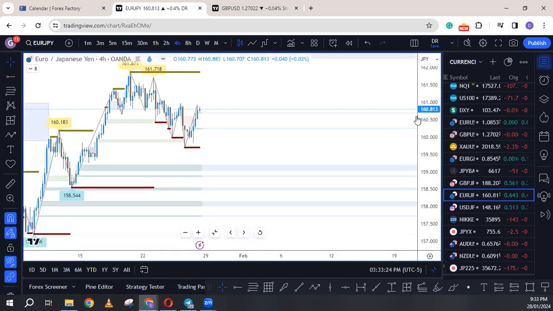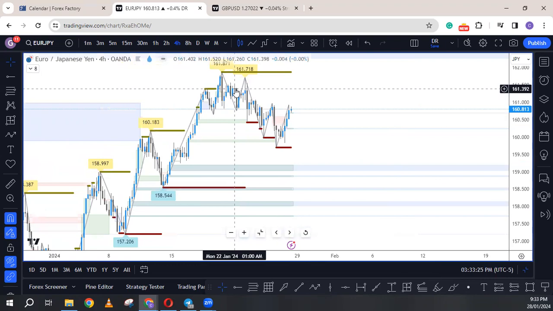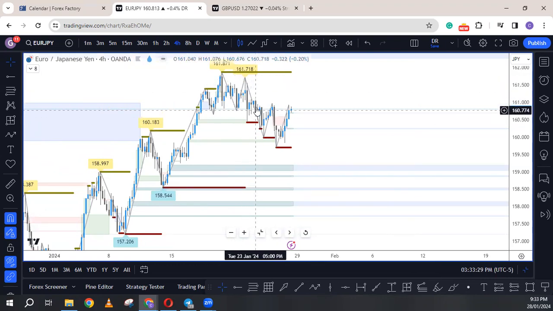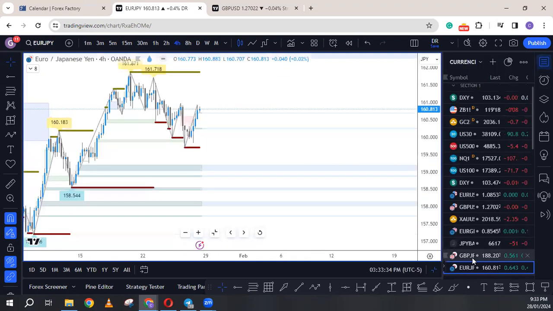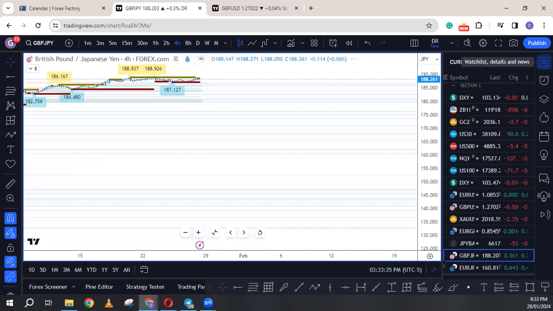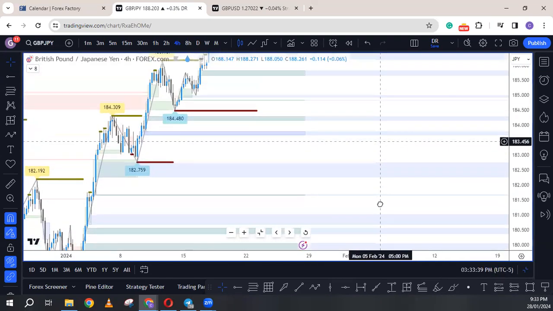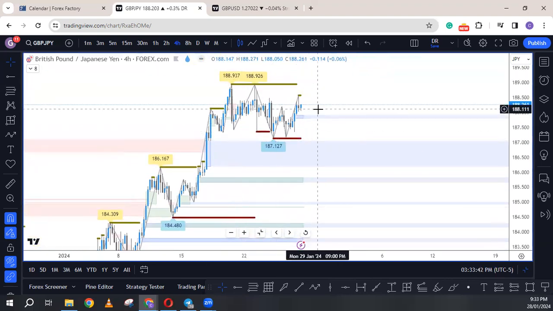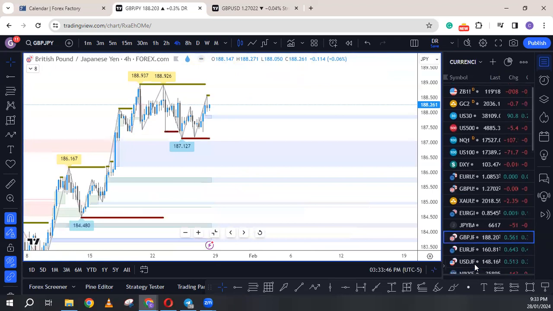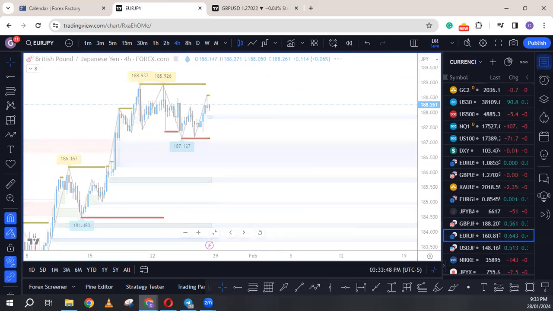Last but not the least, the Euro Yen. Looking at the Euro Yen, now do you see the difference when I was saying you should know the strength of pairs? You see the way pound is on its 4-hour, Euro Yen is on its 4-hour. Look at how pound, it's the same currency, but different strength. You see the way pound was consolidating in a sideways range. Now look at Euro Yen.